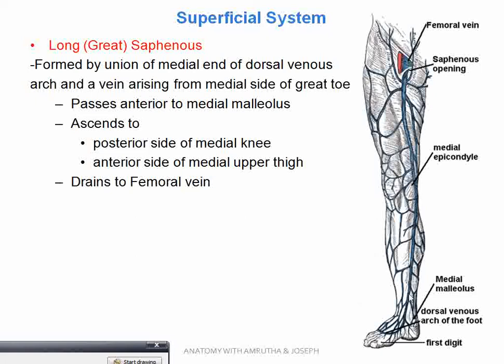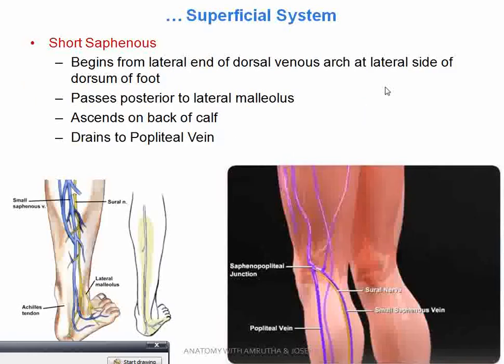It ascends onto the posterior side of the medial knee, the anterior side of the medial upper thigh, and drains into the femoral vein. The femoral vein is a deep vein, so this is draining into the femoral vein. Superficial veins will always drain ultimately into the deep veins.